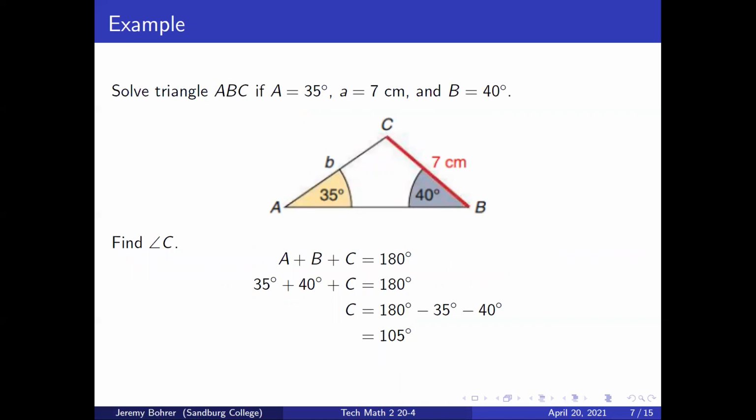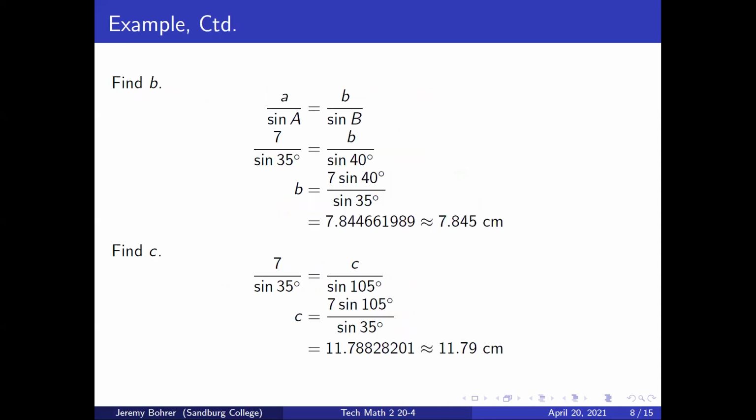Solve triangle ABC if A equals 35 degrees, lowercase a equals 7 centimeters, and B equals 40 degrees. First, we find angle C. A plus B plus C equals 180 degrees. So 35 degrees plus 40 degrees plus C equals 180 degrees. C equals 180 degrees minus 35 degrees minus 40 degrees, which is 105 degrees.